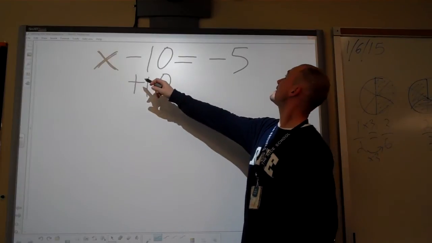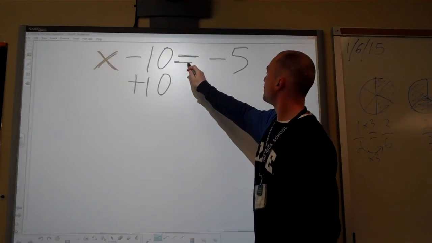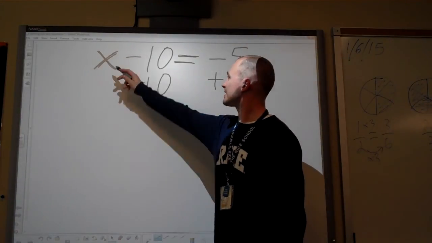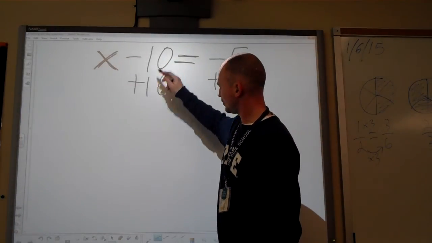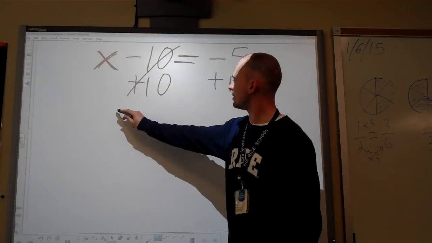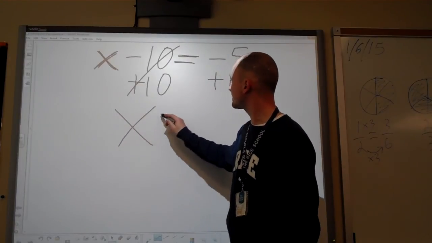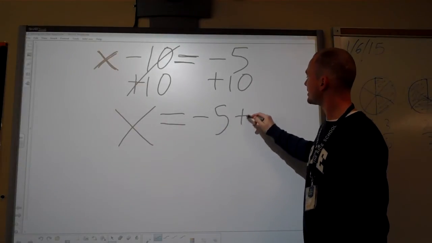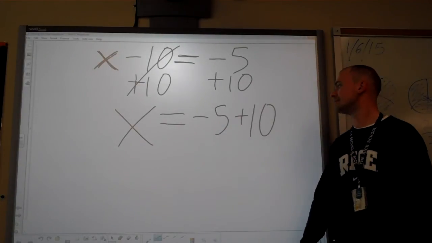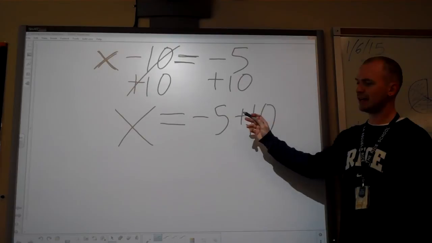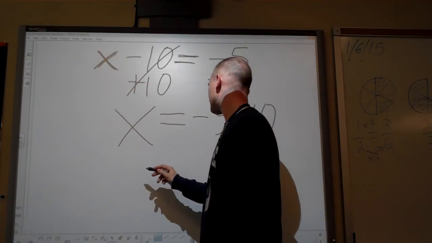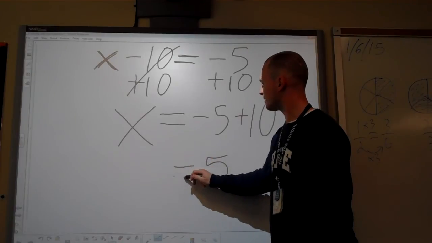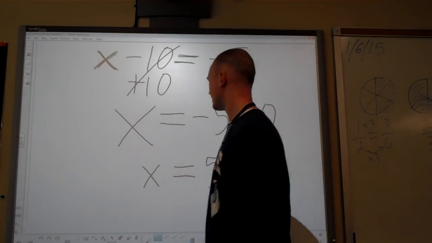If we add 10 to this side, in order to keep this equal, we must also add 10 to this side. So x minus 10 plus 10, those two cancel out. So on this side, we just have x. Now on this side, we have minus 5 plus 10. Negative 5 plus 10, you got a bill for $5, you get paid $10. You now have $5. Positive 5. So x equals positive 5.